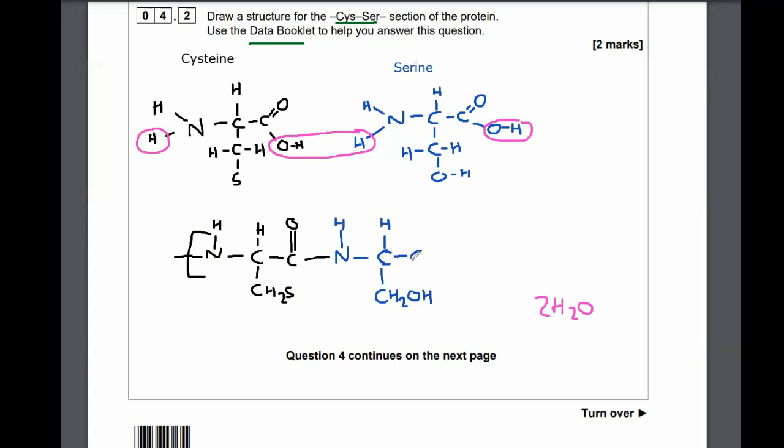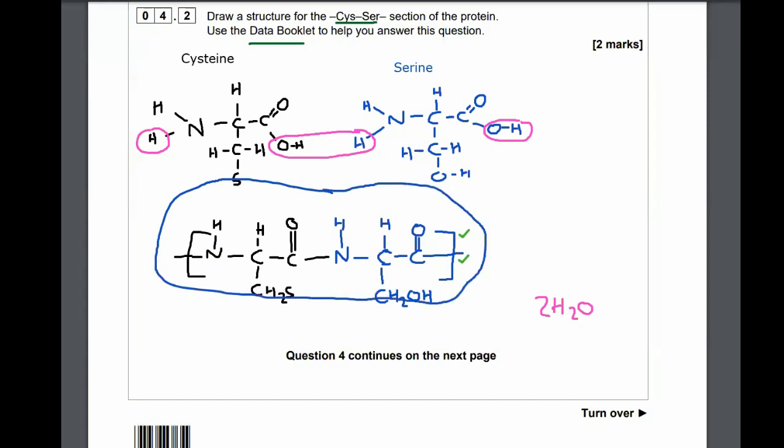And don't forget, for your trailing ends, they're the lines that come out the brackets at either side. For your trailing ends, you need to remove an OH from the carboxyl group and an H from the amino group. And that is the answer. You can see it right there. That is what is formed when a cysteine and serine join together. And it's that that will get you the 2 marks. Don't worry about the water molecule or the bit above this. That was just working out.